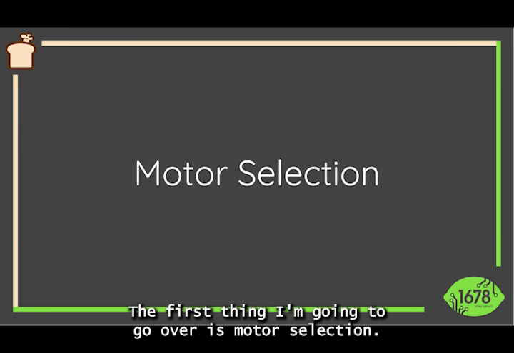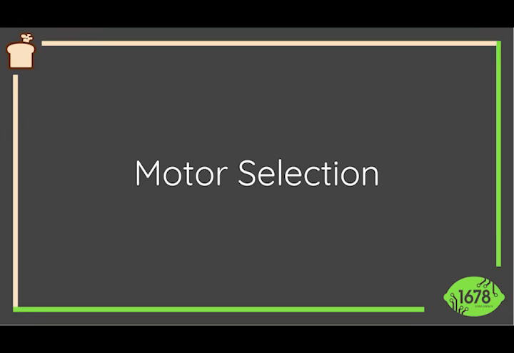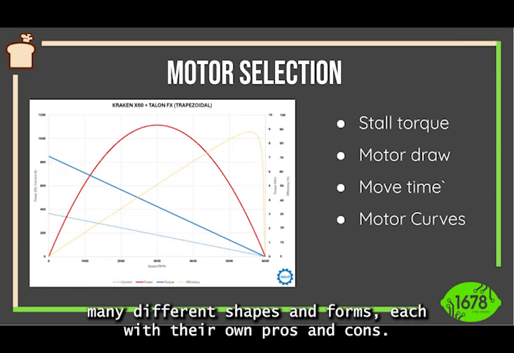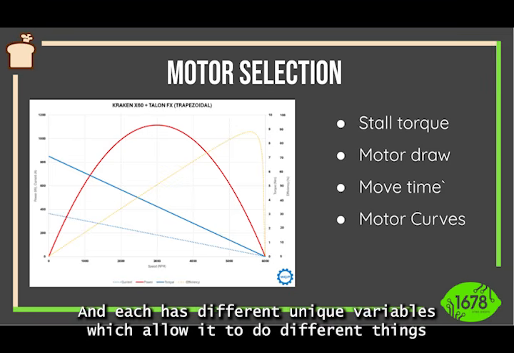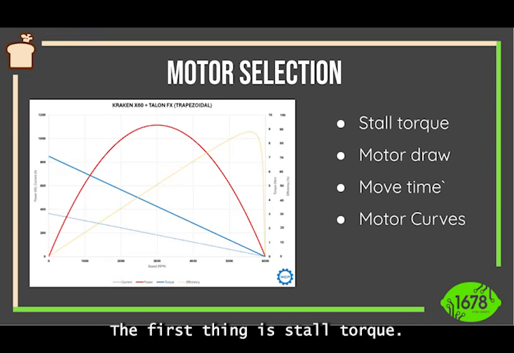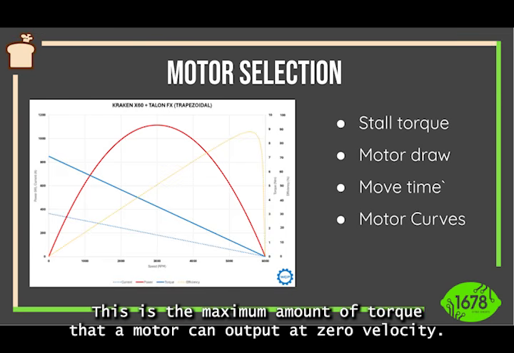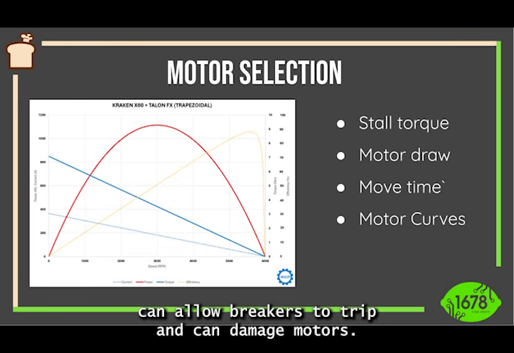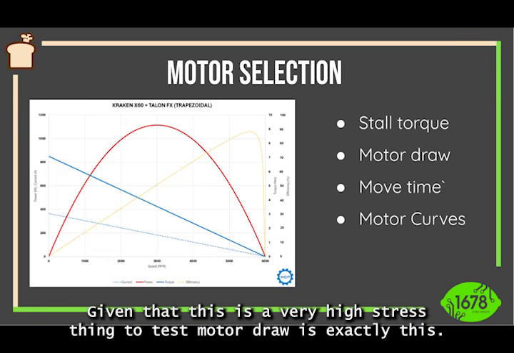The first thing I'm going to go over is motor selection. Motors come in many different shapes and forms, each with their own pros and cons, and each has different unique variables which allow it to do different things on the robot. The first thing is stall torque. This is the maximum amount of torque that a motor can output at zero velocity. It's useful for deciding on gear ratios, but the current draw peaks can allow breakers to trip and can damage motors, given that this is a very high stress thing to test.